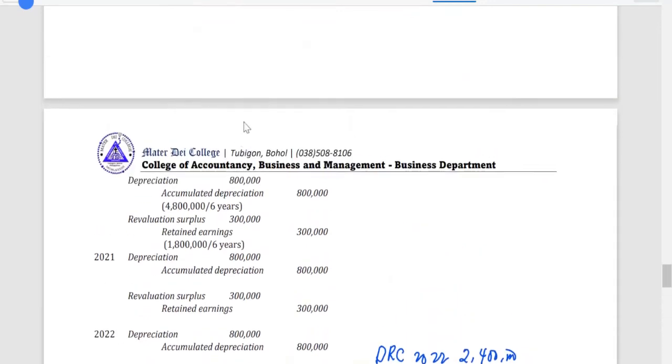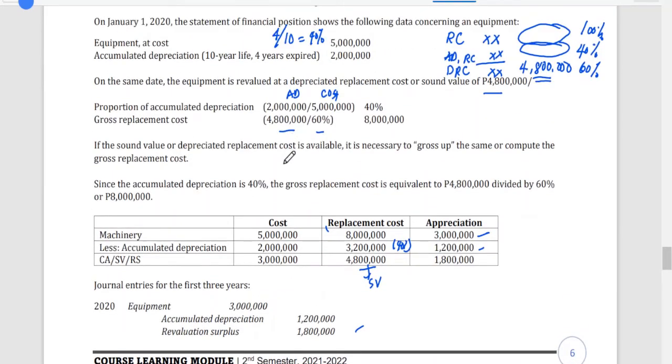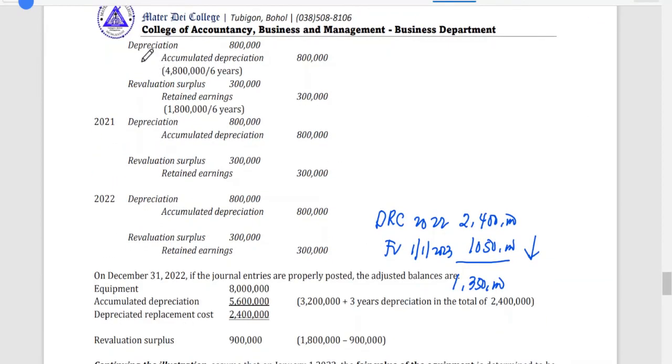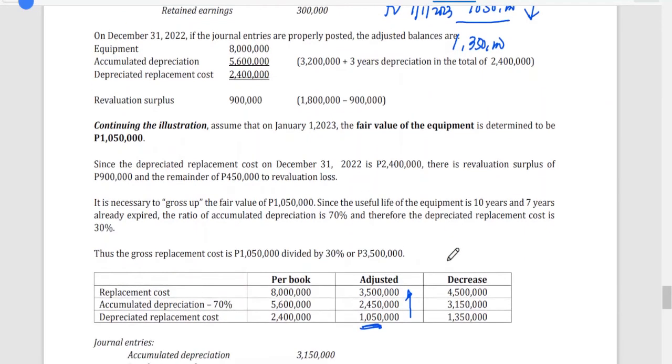So, remember, the original life here is 10 years, then 4 years expired, plus 3 years: 2020, 21, 22. So, 7 years of expired life. Therefore, 7 over 10, that's 70% depreciated. So, if 70% is depreciated, then the 1,050,000 is 30% of the replacement cost. So, 1,050,000 divided by 30%, you will get 3,500,000. Then just get the difference between 3,500,000 and 1,050,000. That would be 2,450,000 accumulated depreciation.